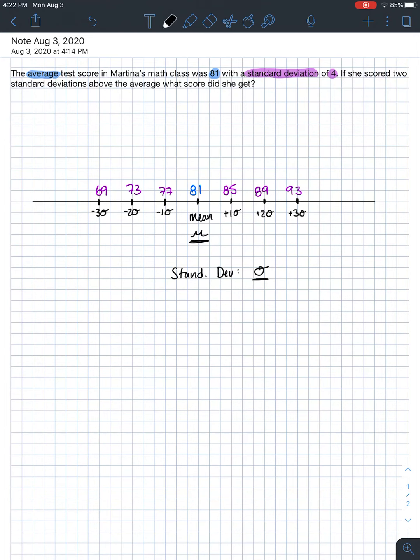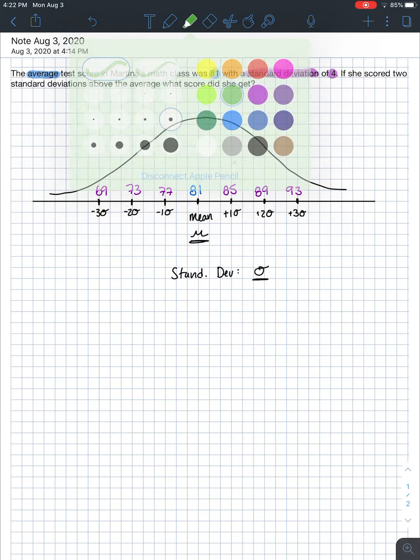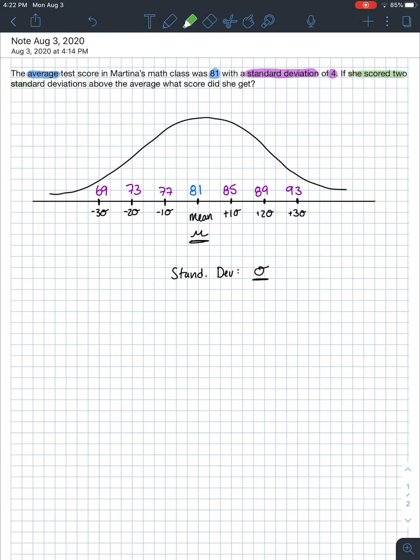And this is going to give us our curve, because eventually we're going to be looking at our normal distribution curves again. And you can see it kind of fits right in there. And we're going to talk about what that curve means and why these numbers are so important. But this is just for us to set up. So let's get back to the question here. It says, if she scored 2 standard deviations above the average, what score did she get? Well, if this is the average, and we go 1, 2, then her score would have been 89, because we went 2 standard deviations above.